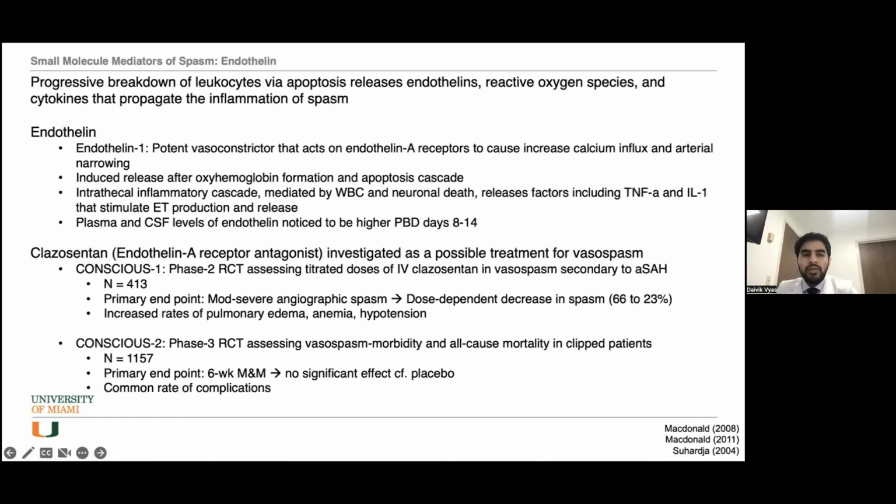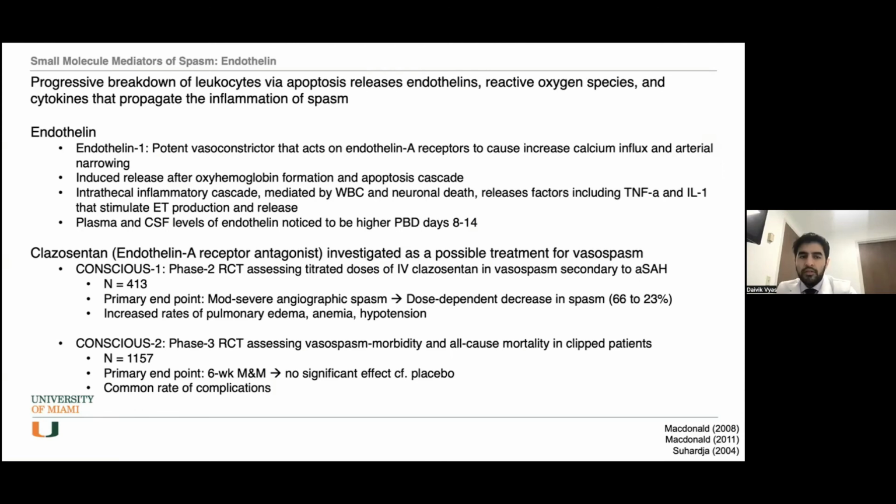The other mediators of vasospasm include molecules like endothelins. Now, when you have leukocytes undergoing apoptosis within the subarachnoid space, they release reactive oxygen species, cytokines, and endothelins. Endothelin-1 is a potent vasoconstrictor that acts on endothelin A receptors to increase, like I mentioned earlier, calcium influx and cause arterial narrowing. It's actually induced after you have oxyhemoglobin formation and the apoptosis cascade in white blood cells. And with both white blood cells and neurons undergoing cell death, you start seeing the release of TNF alpha and interleukin-1, which stimulates endothelin production from the blood vessel, which will then cause calcium influx into cells and vasoconstriction.